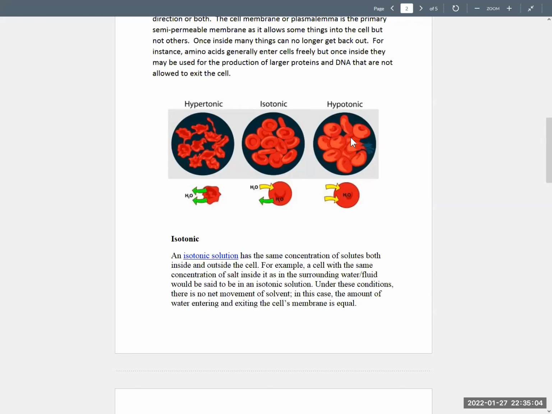Hypotonic, where does the word come from? It comes from the plasma having less, hypo, strength of solid. In other words, more water.